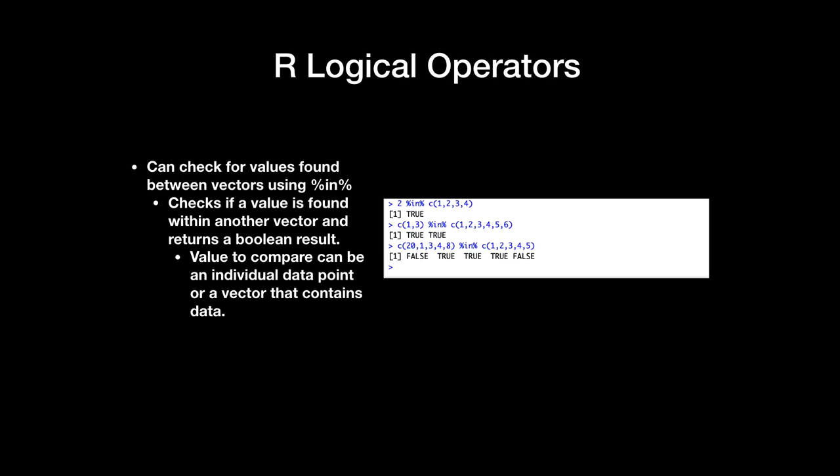You can also pass a vector to see if the points are found within another vector. So we can pass in 1 and 3, and it will check the individual values and return true or false for each one. So the values to compare can be an individual data point or a vector that contains data. So pretty self-explanatory. As we see here, you can make it any length you want, so long as you're willing to expect it to return a true or false value.